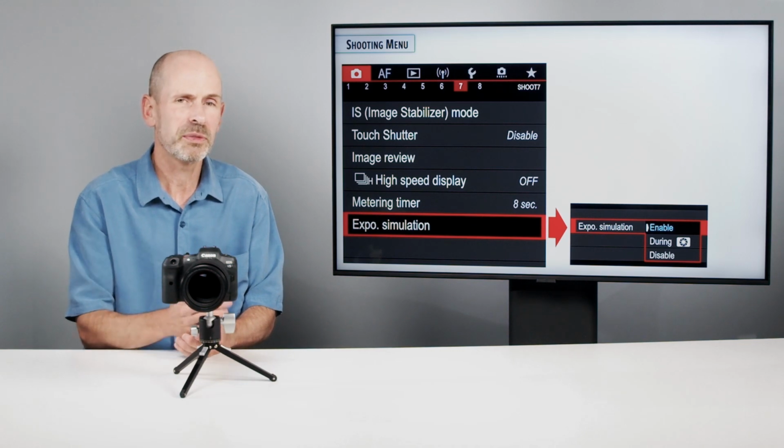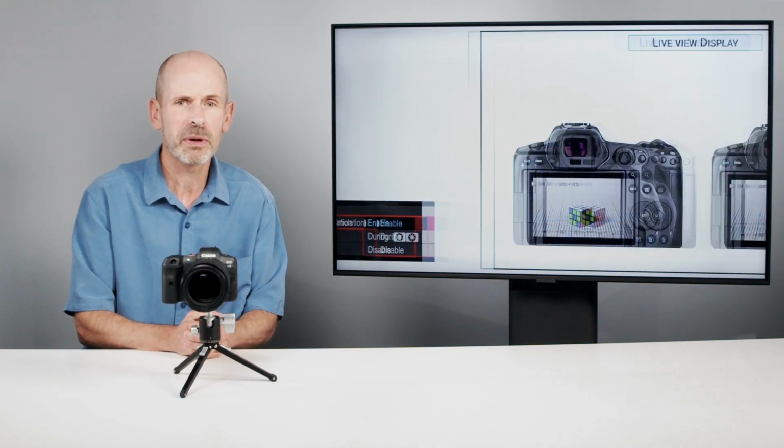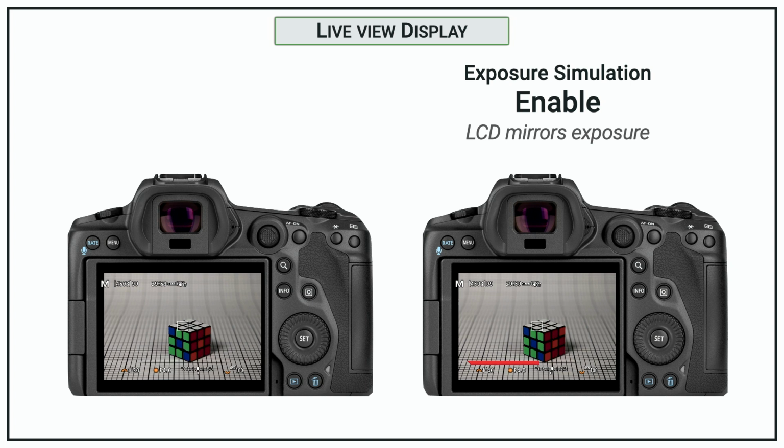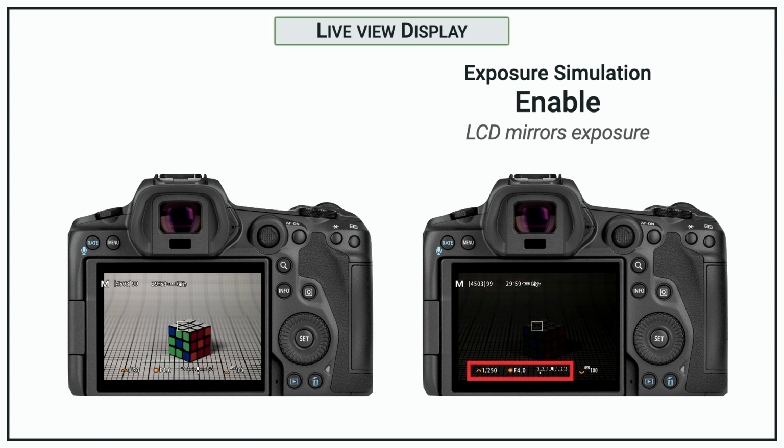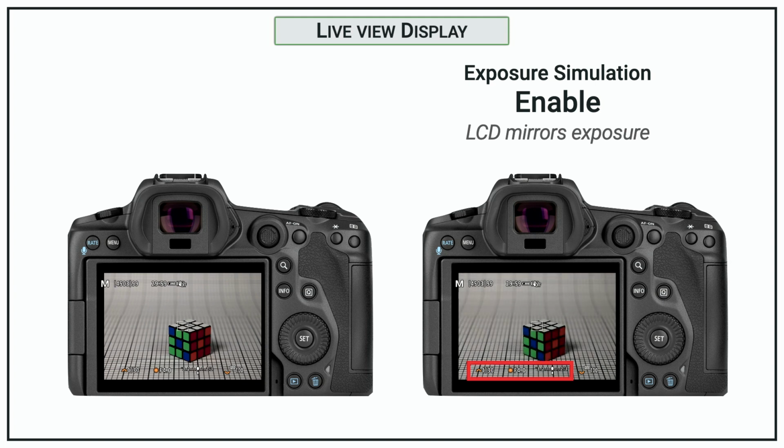Exposure simulation, we've talked about this before. This is very important because this is going to change the way the image looks either in the viewfinder or on the back of the camera. We have an exposure indicator that lets us know whether we're underexposed or overexposed, but we can also look at the screen. So if we're just judging the right exposure, I would leave this on enable.